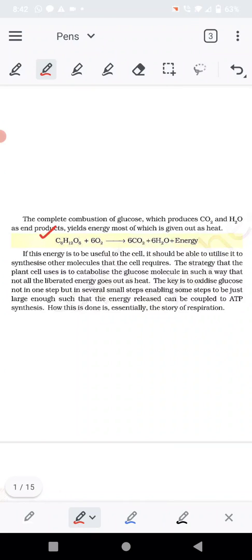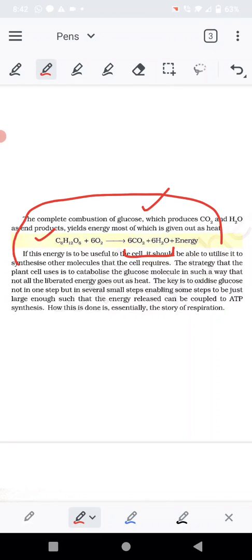The glucose is converted into carbon dioxide, water and energy. These are the products. The energy is given out in the form of heat, and the end products are carbon dioxide and water. These products are obtained by the complete oxidation of glucose. This is the general reaction for respiration.